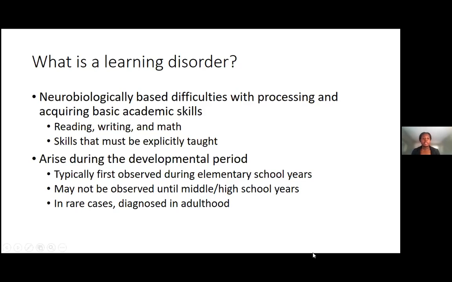A learning disorder is believed to arise during the developmental period, which we think of as childhood. Learning disorders are typically first observed during the elementary school years, after a child has had initial exposure to instruction in reading, writing, and math, and we start to look to see whether we are observing deficits in the acquisition of these skills. However, we also want to keep in mind that a learning disorder may not be observed until later in life. That may include later in the middle or high school years, and in rare cases, a learning disorder is not diagnosed for the first time until adulthood.